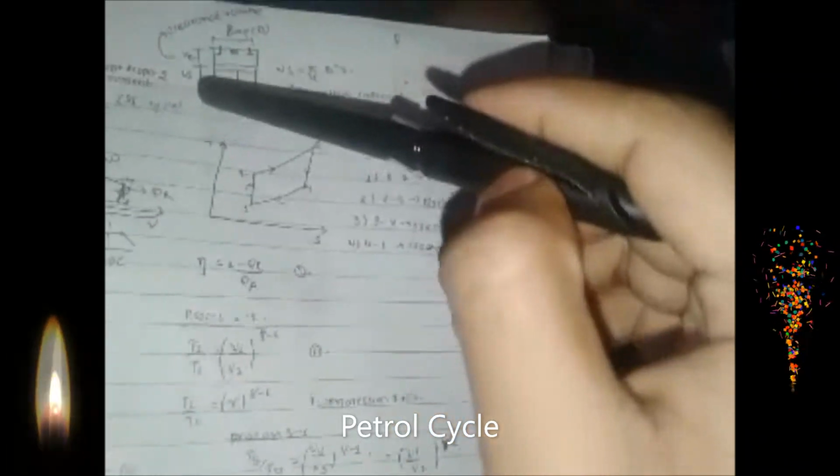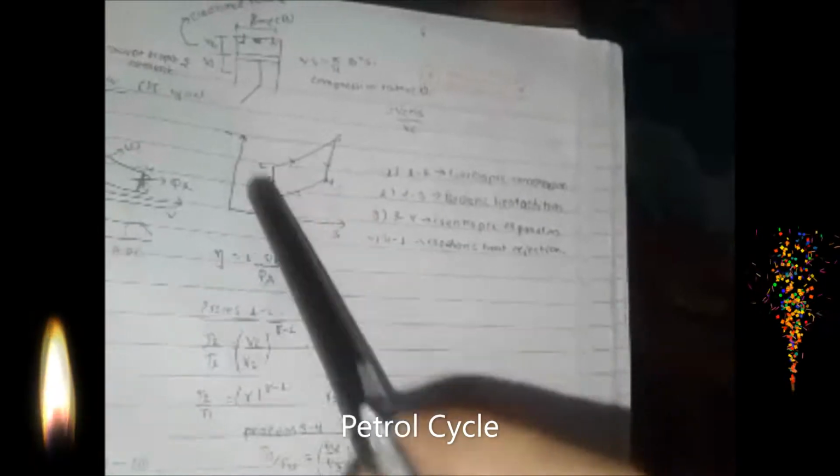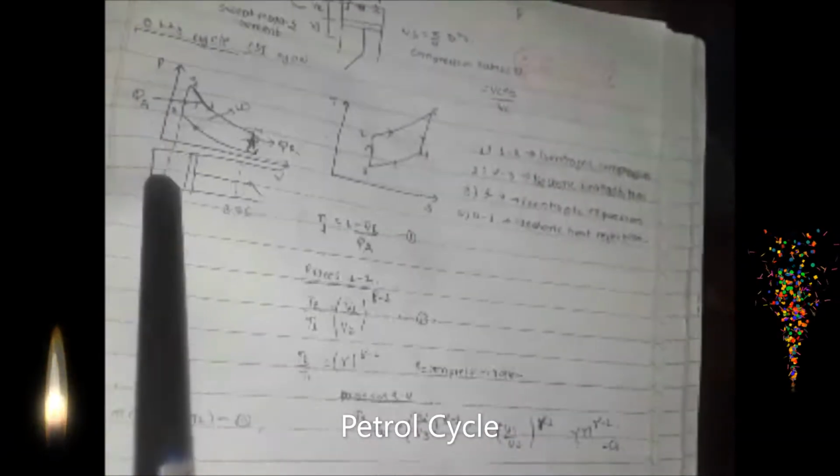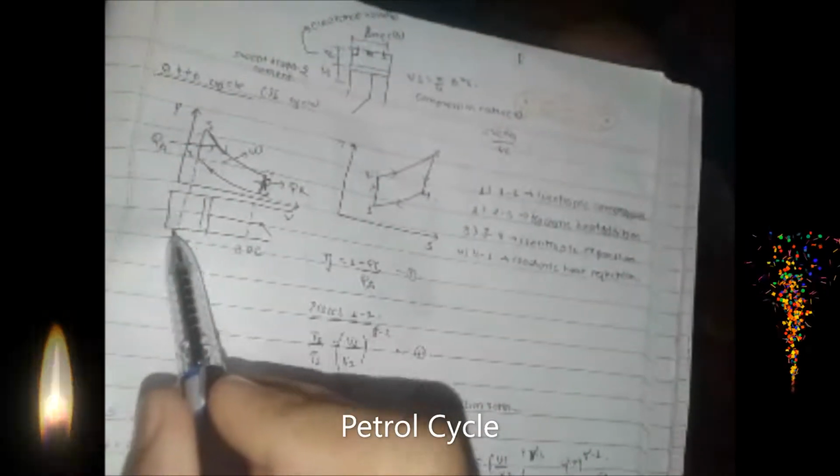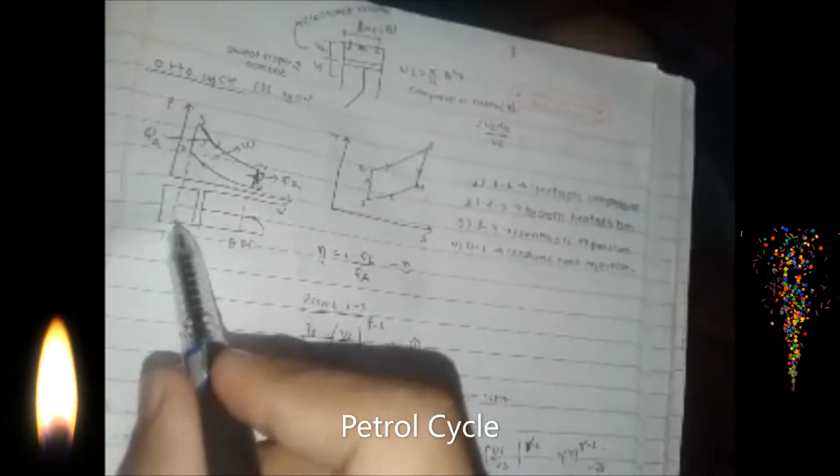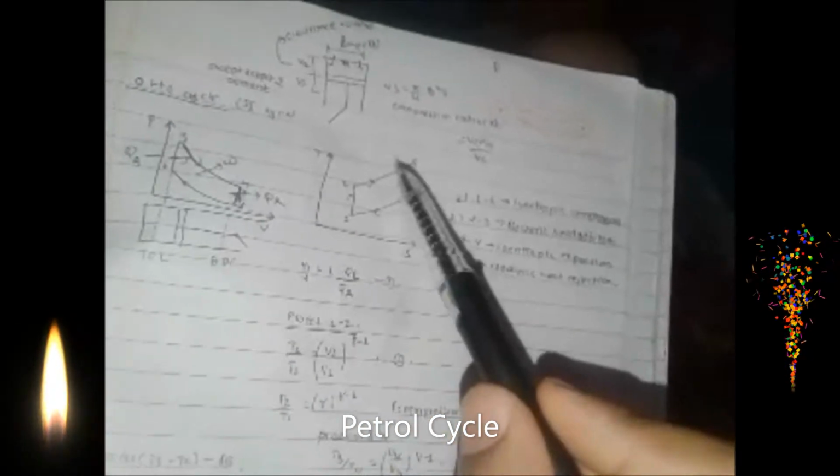Swept volume means the whole process which takes place in the swept region. From here to here is our clearance volume, let me point it out, and from here to here is our swept volume. Our work done is only from the swept volume. I hope you are not confused about this.